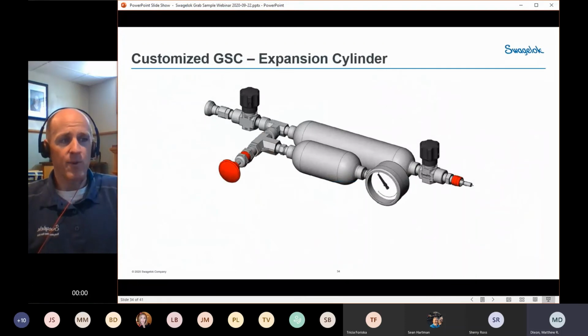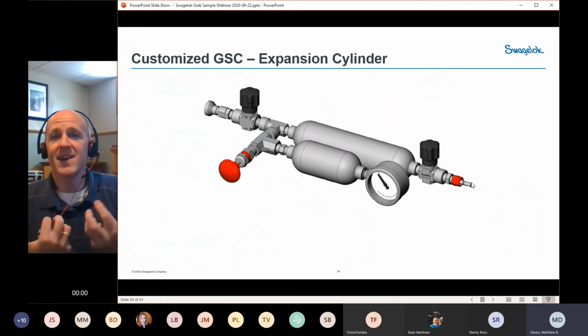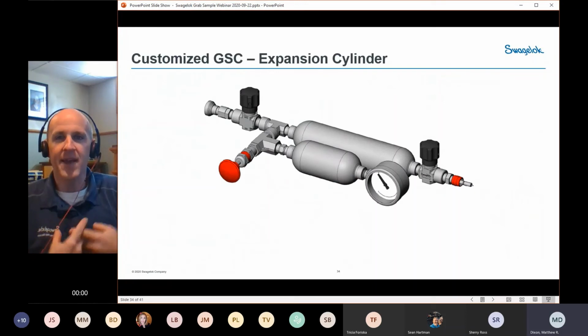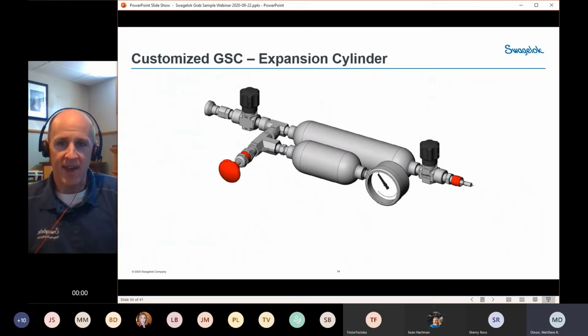So as an example, here's a really simple customization that we can add to a grab sample cylinder. In this case, we've added a relief valve with an expansion chamber. So in a case where you want to have a relief device on our sample cylinder, but again, coming back to that example of a toxic gas, you can't have a relief valve that vents to the atmosphere when you have toxic gas, right?